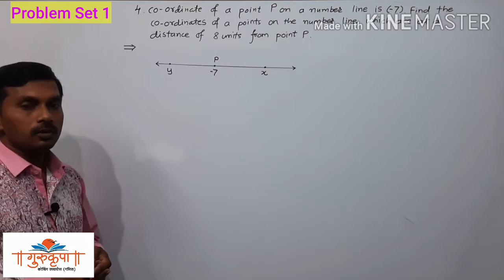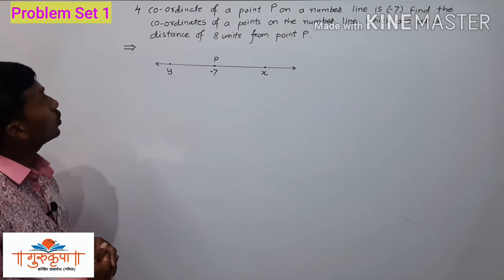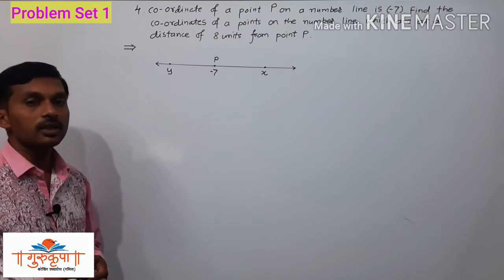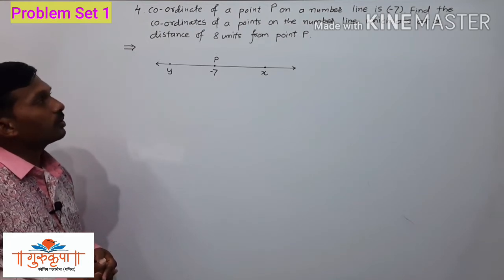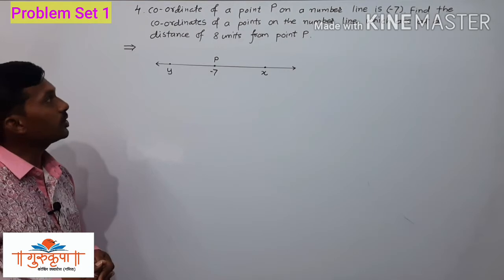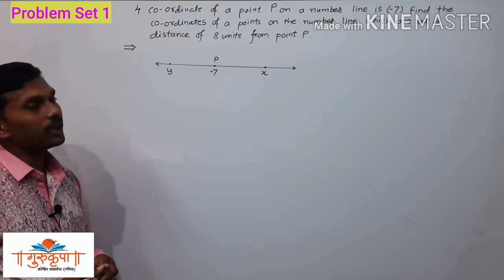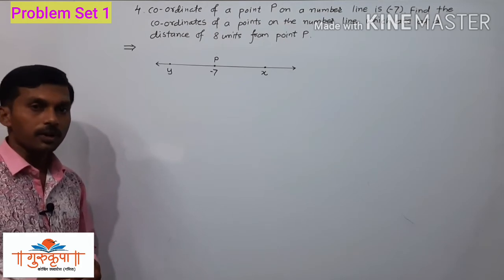Example number 4 from the problem set 1. The coordinate of a point P on a number line is -7. Find the coordinates of points on the number line which are at a distance of 8 units from point P. We have a given point P.